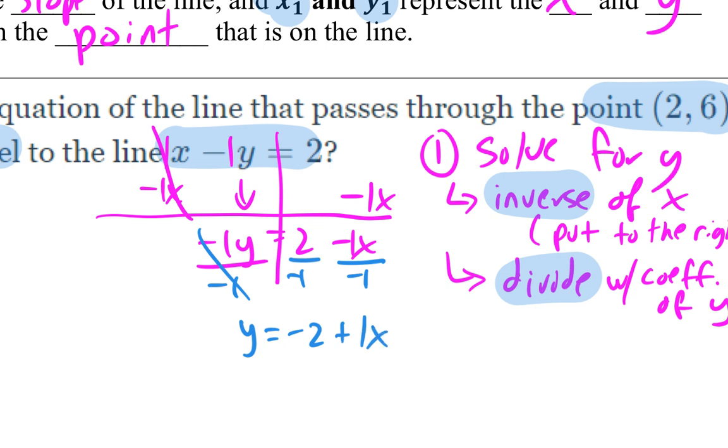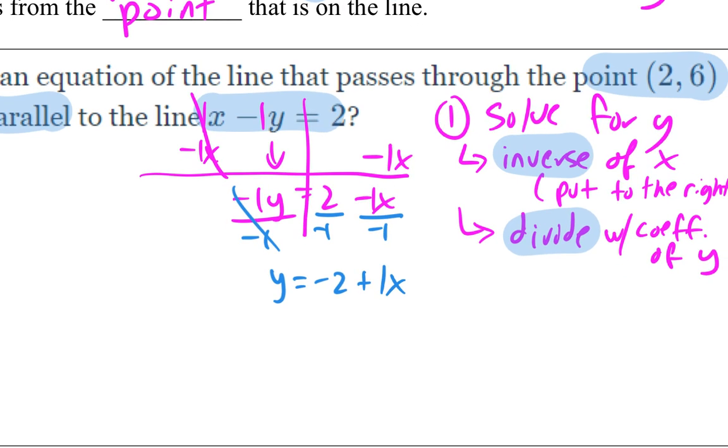Okay, so first thing I want to do is solve for y. Second thing is I want to find my original slope, and I want to figure out my new slope. My original slope is the number in front of the x, right? Our original slope is 1. If it's parallel, my new slope is also 1. Okay, so then the next step is our final step.